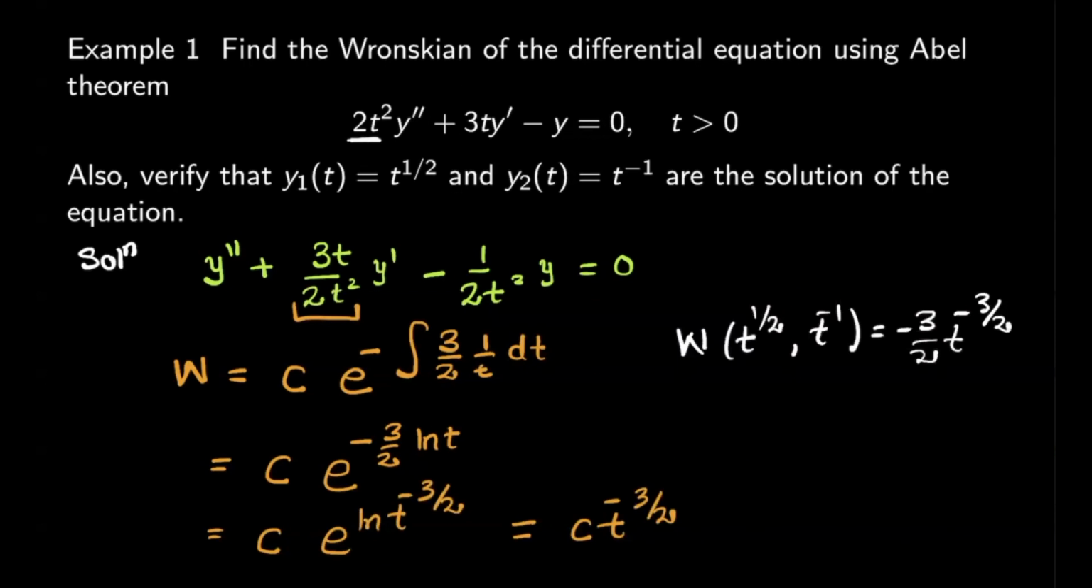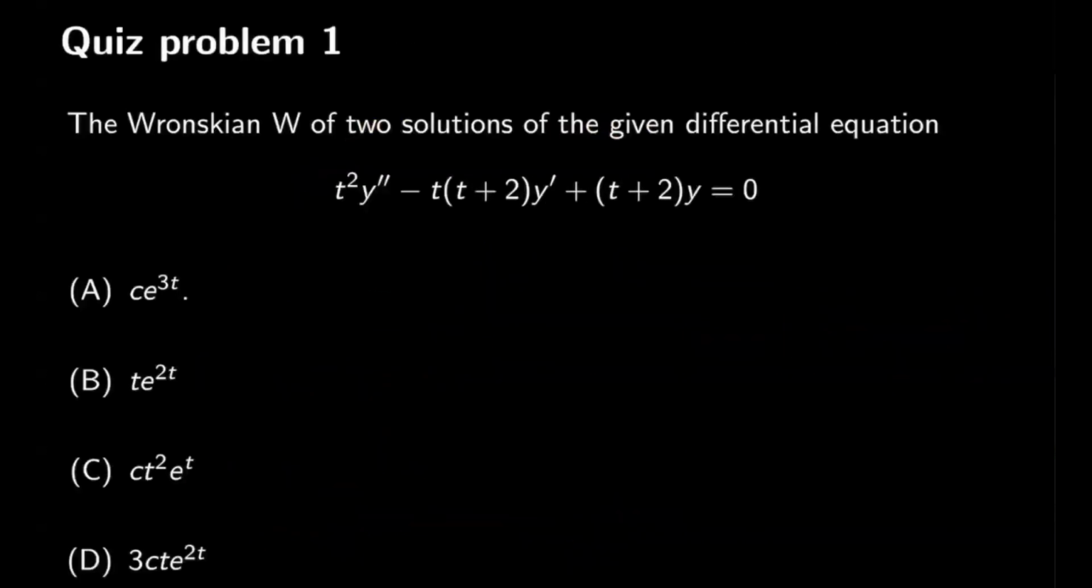So this verifies Abel's theorem. If you calculate the Wronskian by using Abel's theorem, the only thing you will not recover is the constant, but the rest of the Wronskian will be the same as if you know the solutions and calculate from them using the definition of the Wronskian. Here I have one last quiz problem for you to practice. Please pause the video for 1 or 2 minutes and work on this problem.